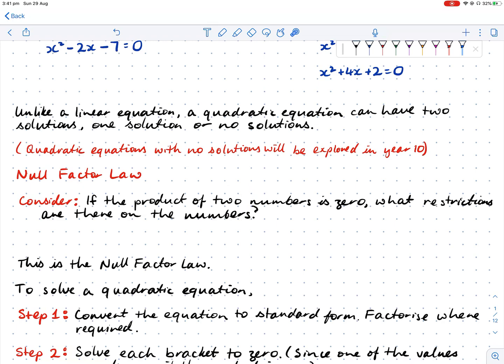If we need to multiply to give 0, the only way we can get 0 out of some numbers is if we multiply by 0. So what that means is either of those two numbers will need to be 0. So one or both numbers needs to equal 0.